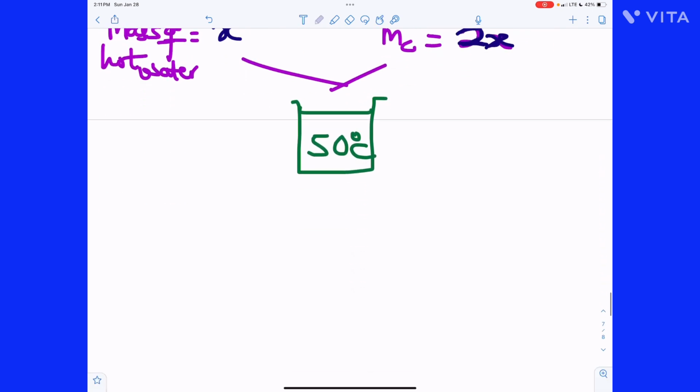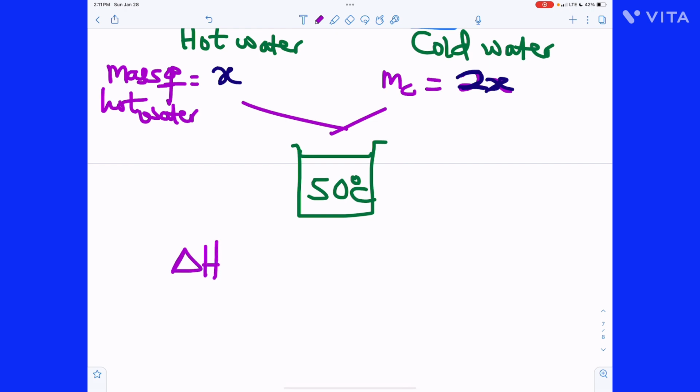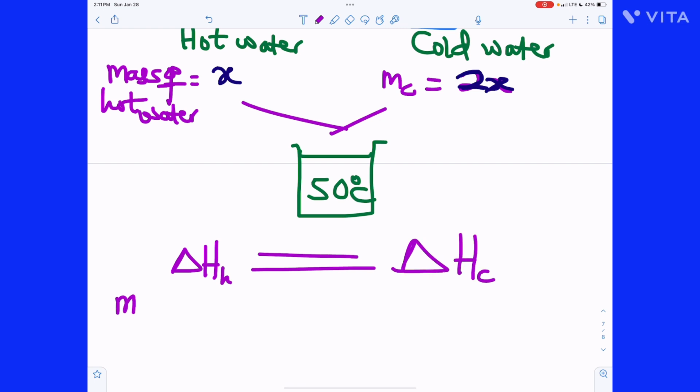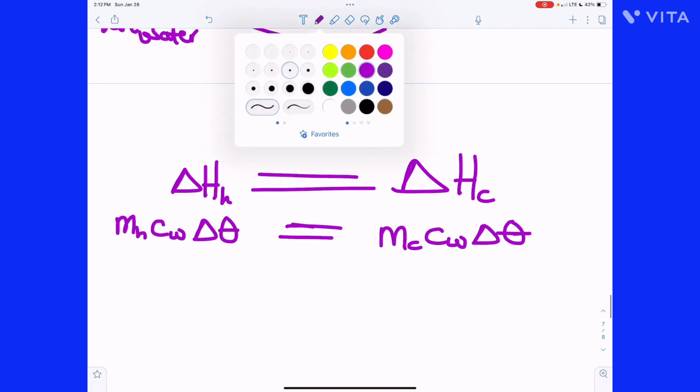We now do the same thing we always do. Heat lost by hot water is equal to heat gained by cold water. Heat lost by hot water is mass of hot water times specific heat capacity of water times change in temperature of hot water. Heat gained by cold water is mass of cold water times specific heat capacity of cold water times change in temperature of cold water. So I think that will make sense.